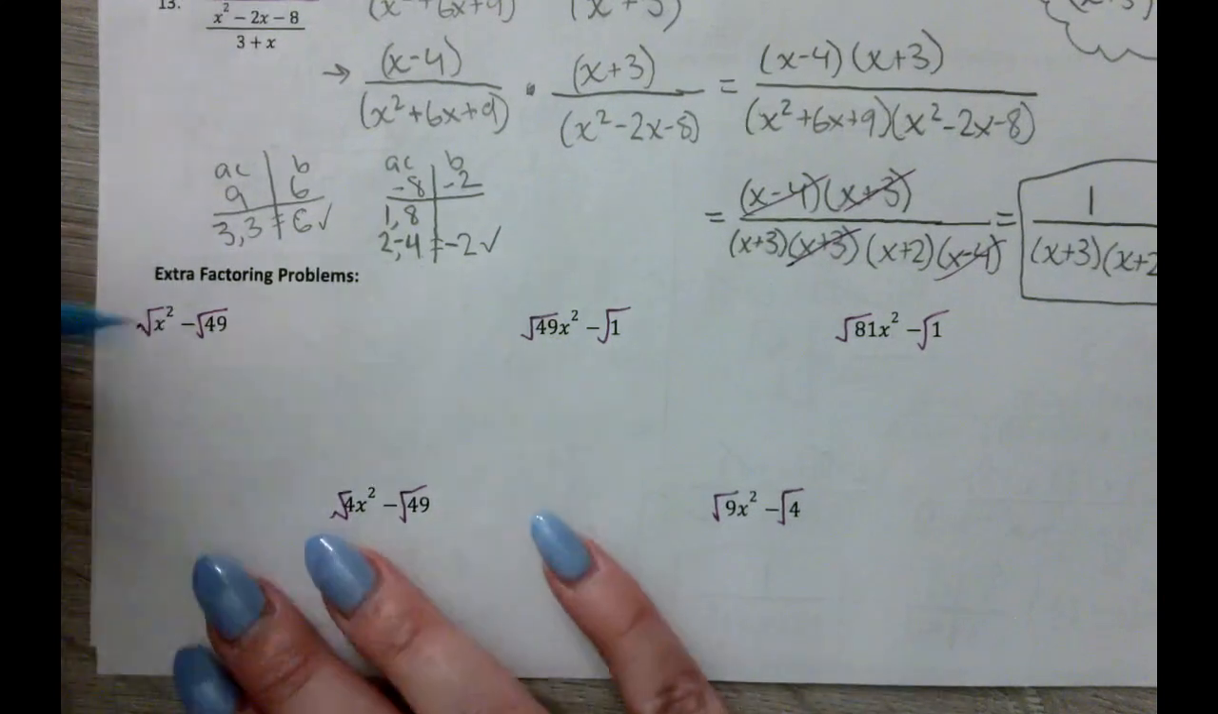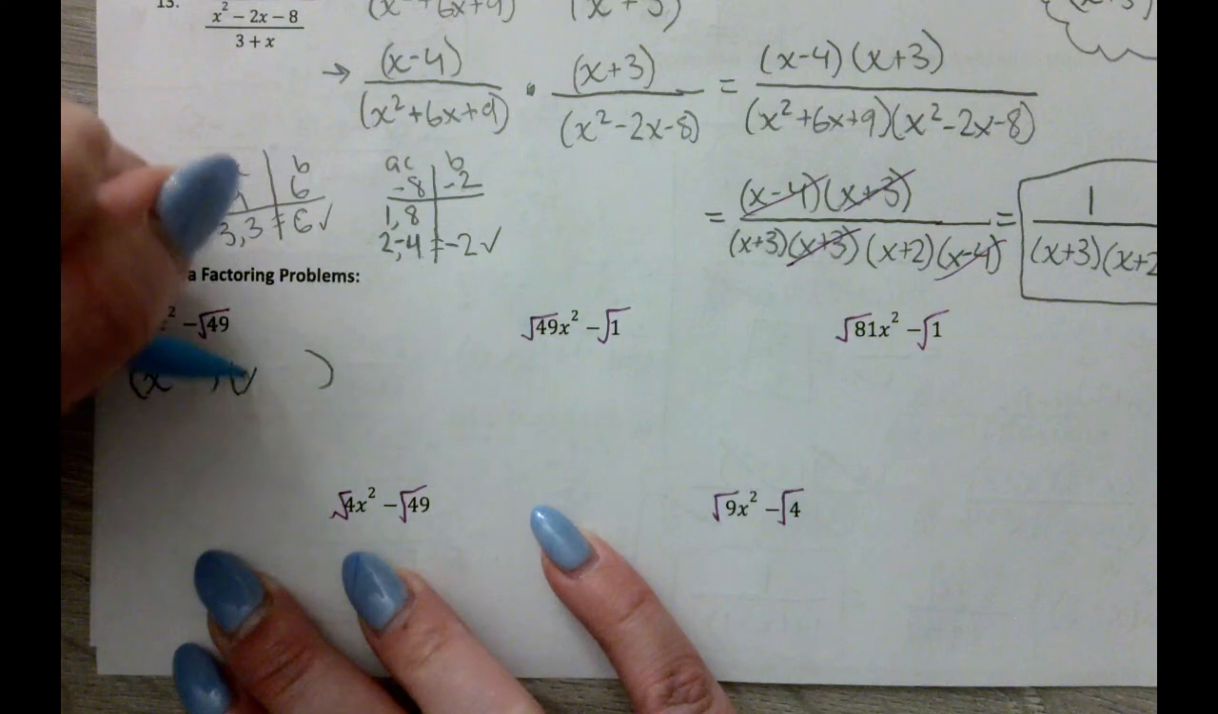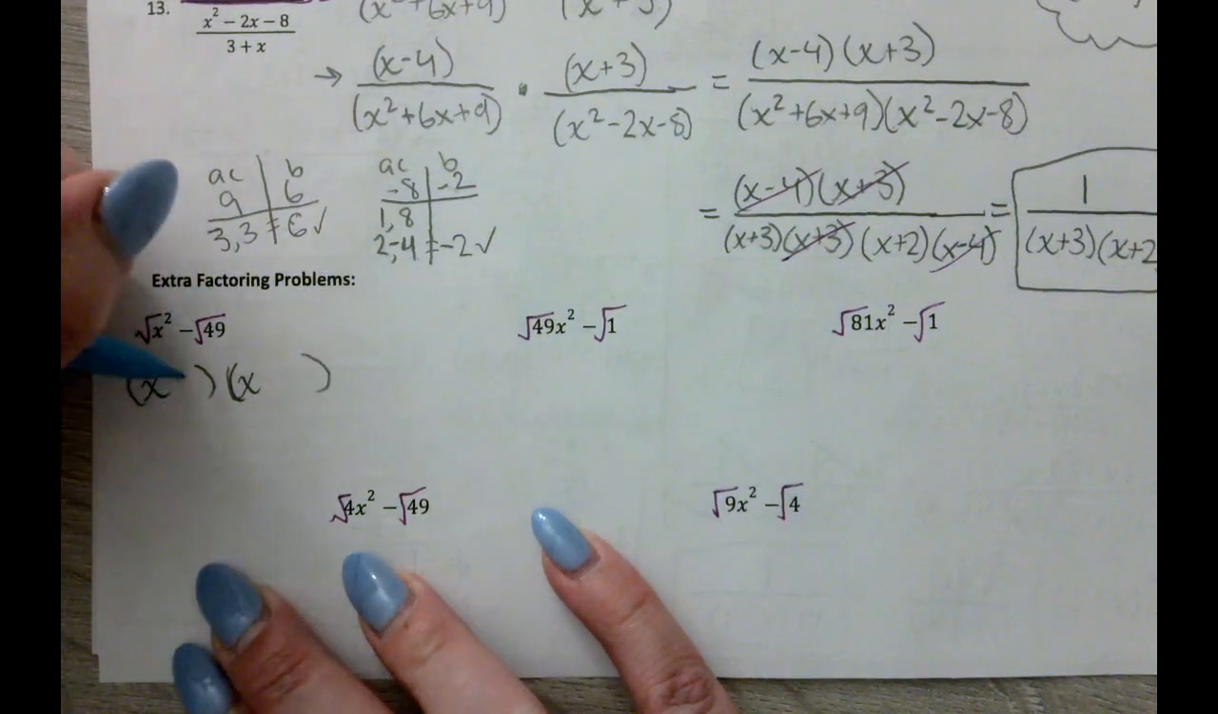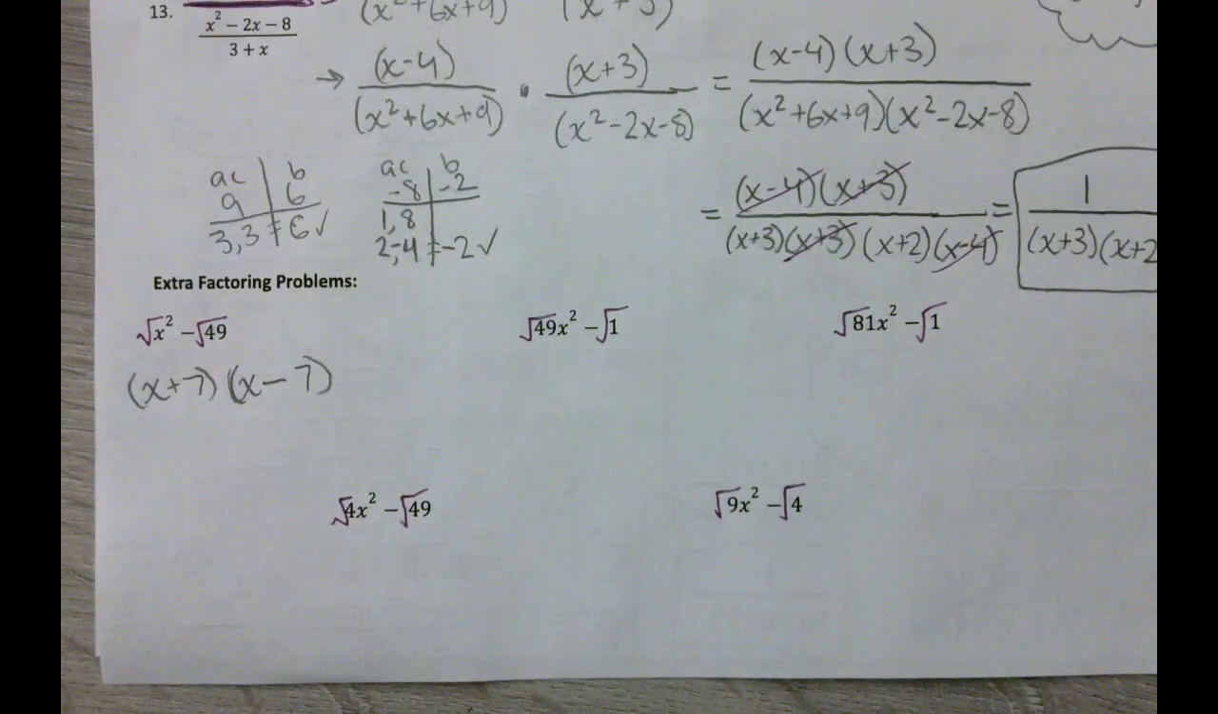X squared minus 49. Square root of x squared is just x. Square root of 49 is 7. One gets a plus, another gets a minus.